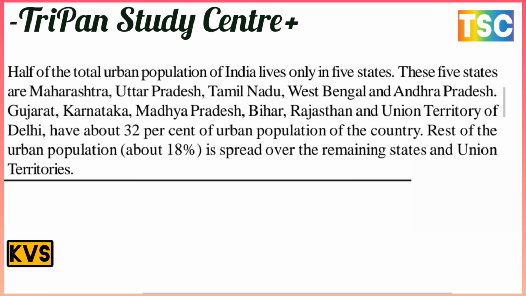Half of the total urban population of India lives in only five states. These five states are Maharashtra, Uttar Pradesh, Tamil Nadu, West Bengal, and Andhra Pradesh. Gujarat, Karnataka, Madhya Pradesh, Bihar, Rajasthan, and the Union Territory of Delhi have about 32% of the urban population of the country, and the rest of the urban population, about 18%, is spread over the remaining states and Union Territories.